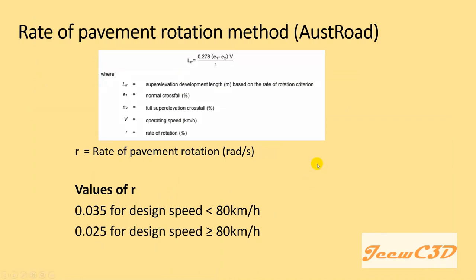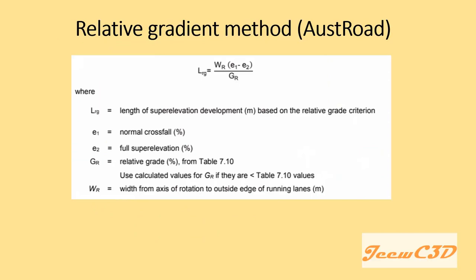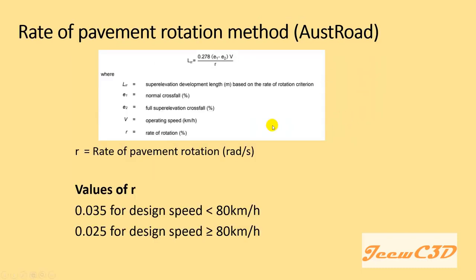There are two methods, as I told you earlier, to get the super elevation development length. That is the rate of pavement rotation method in Austroads and the relative gradient method. Both of these were in the RDA guidelines also, but there are some little differences. The rate of pavement rotation method is more or less the same, but for the relative gradient method there is a little more difference than the RDA one. The length of super elevation development for the rate of pavement rotation is given by this equation. You can substitute the values into this equation and get the super elevation development length. This L_RRO, the length of super elevation development related to rate of pavement rotation, is for the change of pavement crossfall from normal crossfall to full super elevation.